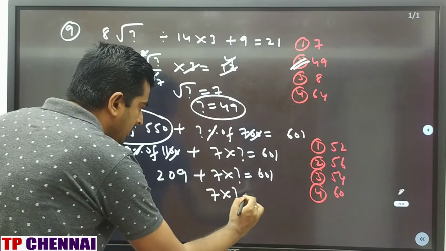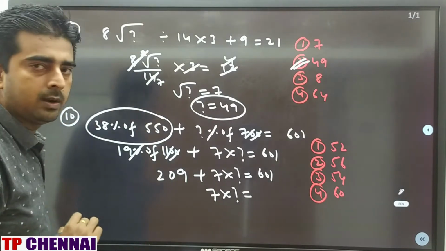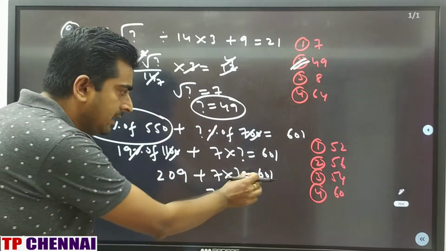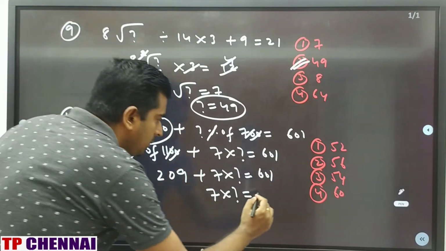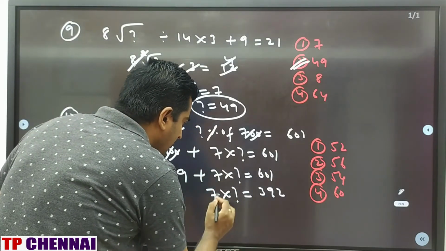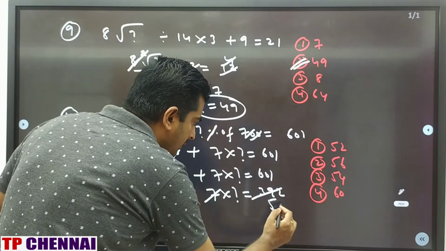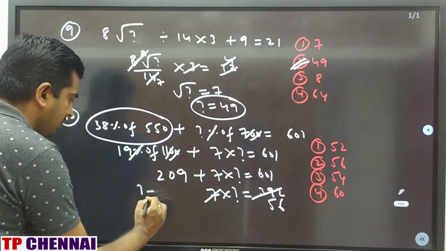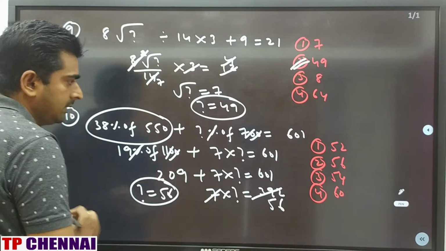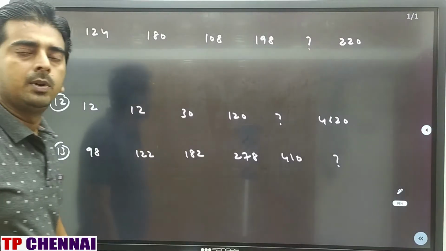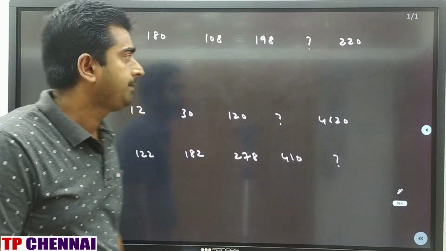7 into question mark is equal to 601 minus 209. Add 400 here, you will get 609. Right? Subtract 8. So 392. 7 5s are 35, 7 6s are 42. So question mark is equal to 56, which is the second option. So I hope you are clear with the 10th one. Now we see the 11th one.